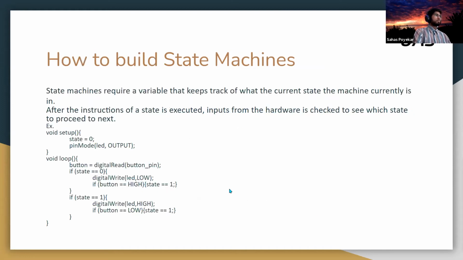So how do we build state machines? State machines require a variable that keeps track of what state we are currently in, so that we can keep track of what we need to do depending on what state we're at. After the instructions of a state are executed, all of the inputs of the hardware are checked, and we see whether we should stay within the same state or move on to another state.